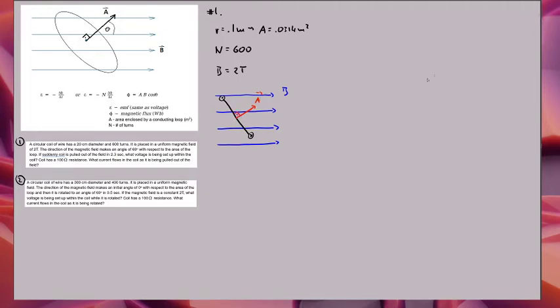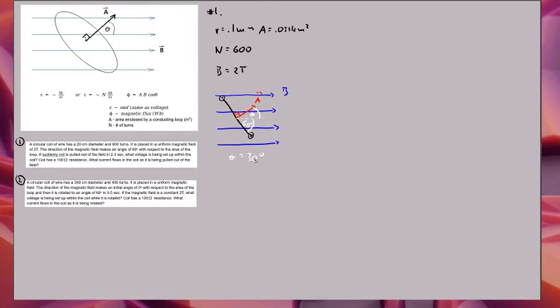And the angle that is given to me is, let's see, the direction of the magnetic field makes an angle of 60 degrees with respect to the area of the loop. So I think it's actually this. This is 60 degrees here. Which means that the angle that I actually need, theta, is just 30 degrees.